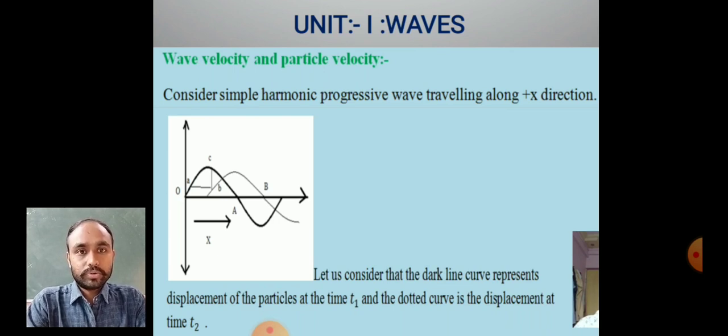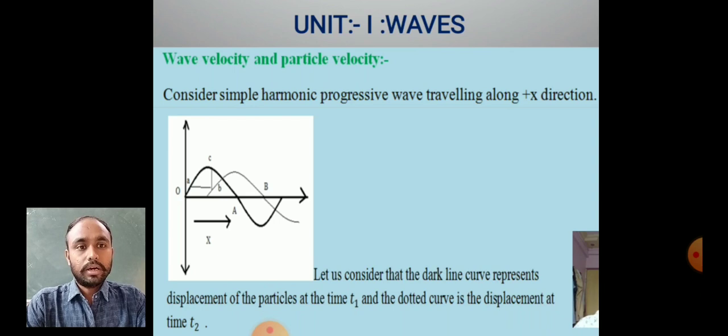So first of all, the wave is moving along the positive x direction, but the particles are moving along the y direction. Even though the y direction is not shown in the diagram, the vertical axis is the y axis. So the particles are moving along the y axis while the wave is propagating along the x axis. In other words, the particles are performing simple harmonic motion along the y direction, and the wave is propagating along the x direction.